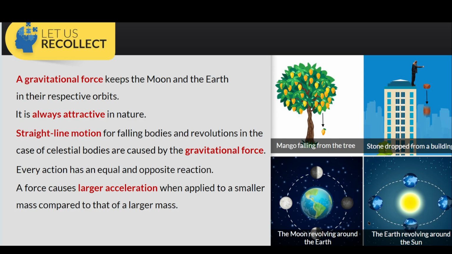So we have talked about free fall. Gravitational force keeps the moon and the earth in their orbit. Orbit is this path, as you can see, this white dashed line in which the earth is revolving. This is the earth's orbit, this is the moon's orbit. Its nature is attractive; a force can be a force of attraction or repulsion, and this is a force of attraction. And when all bodies fall towards the earth, again the gravitational force is there. So straight line motion for falling bodies and revolution in the case of celestial bodies are caused by gravitational force.